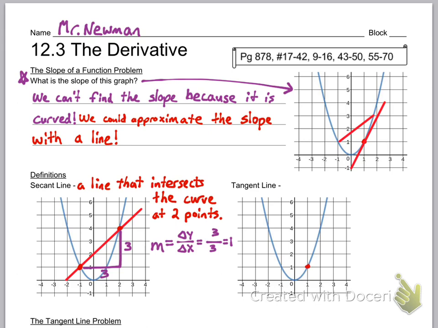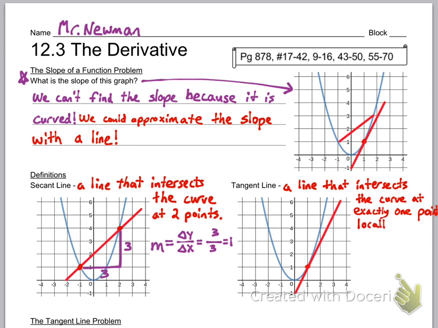Meanwhile, the tangent line is a line that, like this, intersects the curve at exactly 1 point locally. Now the reason I have to include locally is because if the curve, kind of like a sine curve or a cosine curve, went up and down, there are tangent lines that intersect at more than 1 point, but if you zoom in, the tangent line goes along with the curve, but only touches the curve at exactly 1 point. So, what is the slope of this line?